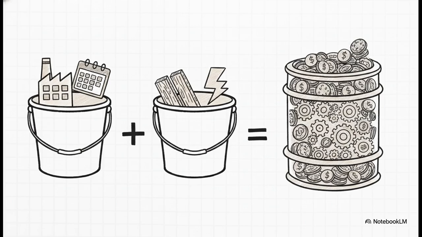Now, these vary directly with output. Producing more goods means buying more raw materials and burning more electricity. So our fundamental short-run formula here is simple. Total cost equals total fixed cost plus total variable cost.